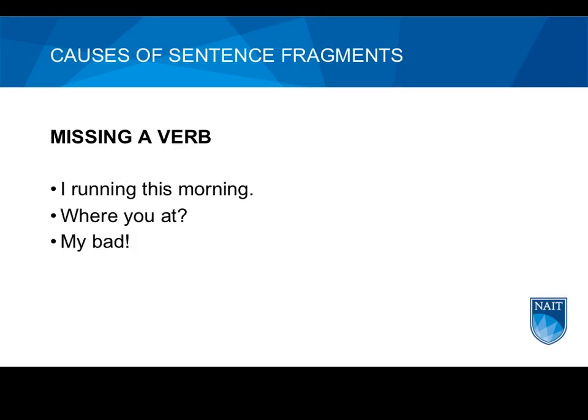The second reason why a sentence may be a fragment is it could be missing a verb. In the first sentence, "I running this morning," we're missing part of the verb. The auxiliary verb, went or was, is needed to make the sentence complete. It should be "I was running this morning" or "I went running this morning." The second sentence, "where you at," is also missing a verb. Although this is a popular phrase in spoken English, aside from other grammatical errors, it's an incomplete sentence. It should be, "where are you?" You would need the verb are to make it complete. The same goes for the third sentence.